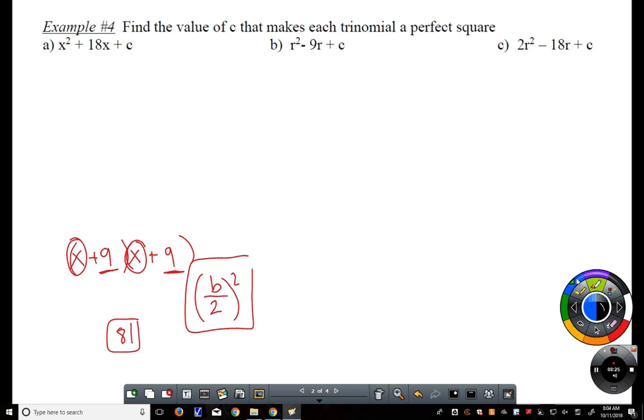So according to our pattern, B fits the pattern. R squared has no coefficient in front of it, but the B value is not an even number. So we would take negative 9. We would divide it by 2. I'm just going to leave it as that fraction since it doesn't simplify. And we would square it, and that would give us 81 over 4.